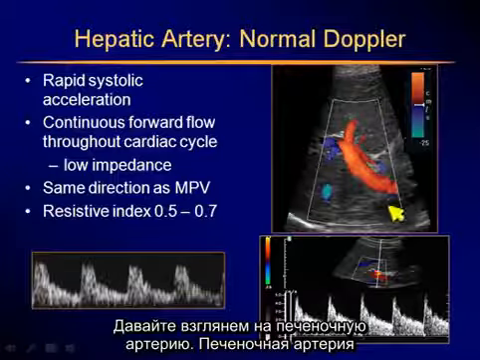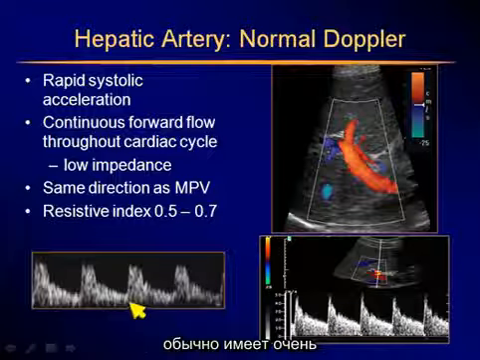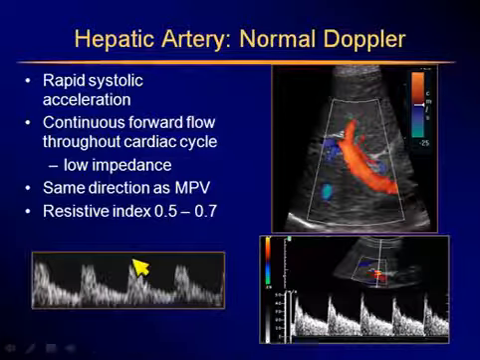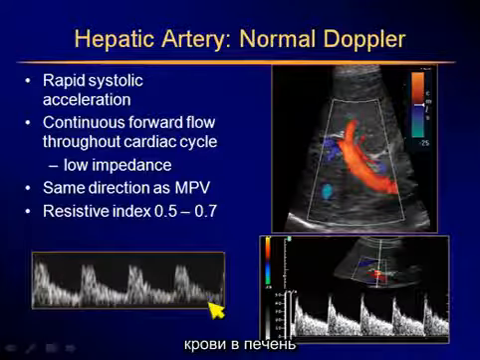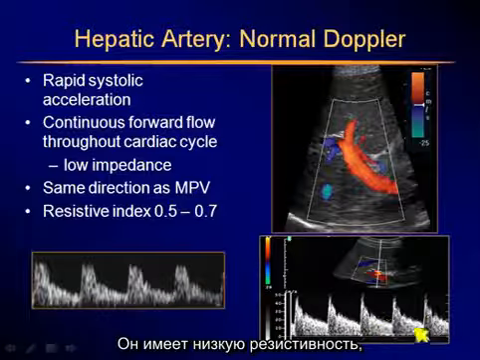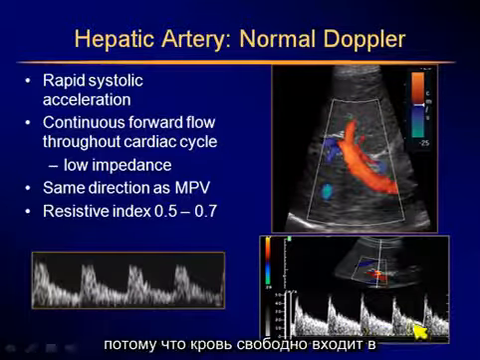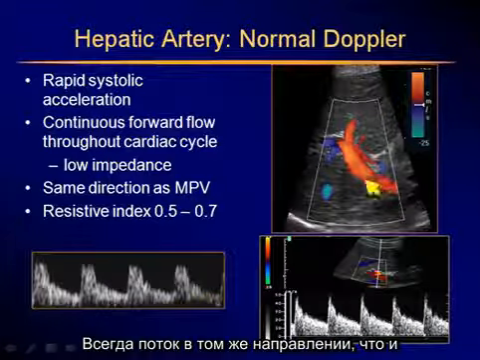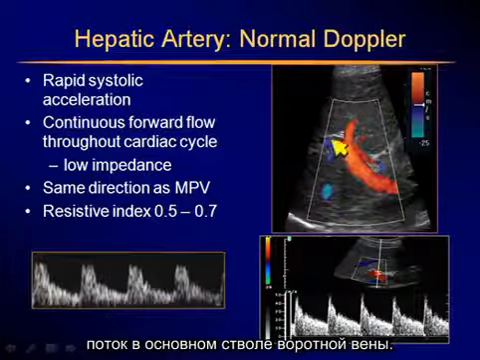The hepatic artery, now let's look at the hepatic artery. The hepatic artery typically has a very rapid systolic acceleration. It's a nice arterial pattern. It has continuous forward flow of blood into the liver throughout the cardiac cycle. So it has a low resistance pattern. In other words, fairly high diastolic flow because blood freely enters the liver. It is always in the same direction as the main portal vein flow.